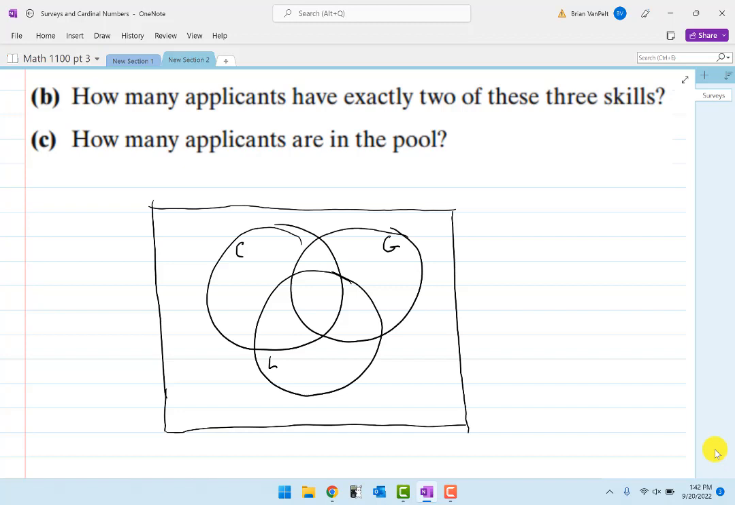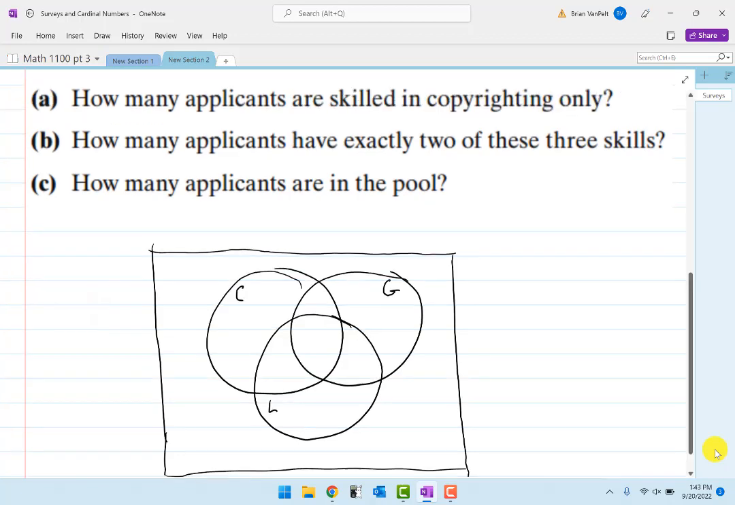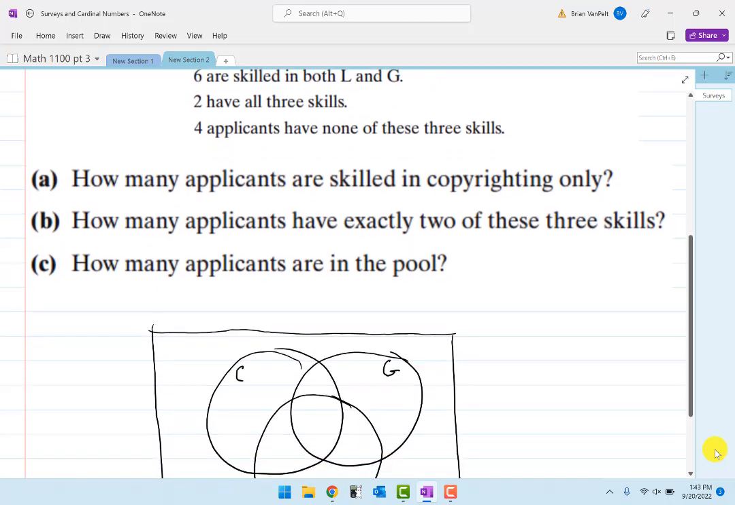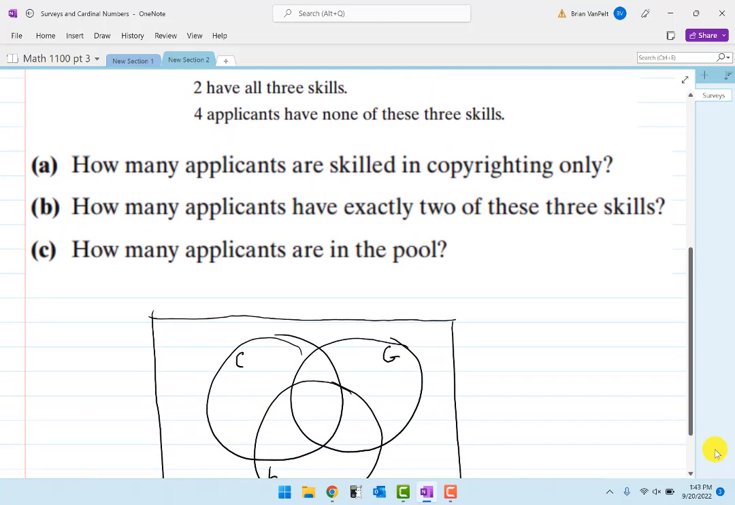Now what you want to do is work these in the most extreme situations first, the most limiting. So for example, the way you want to start this particular one is somewhere in the middle. I would like to start where all 3 overlap to begin with. So let's take a look. If I look, 2 people have all 3 skills. I'm going to put a 2 in here. That 2 is shared by all 3 circles.